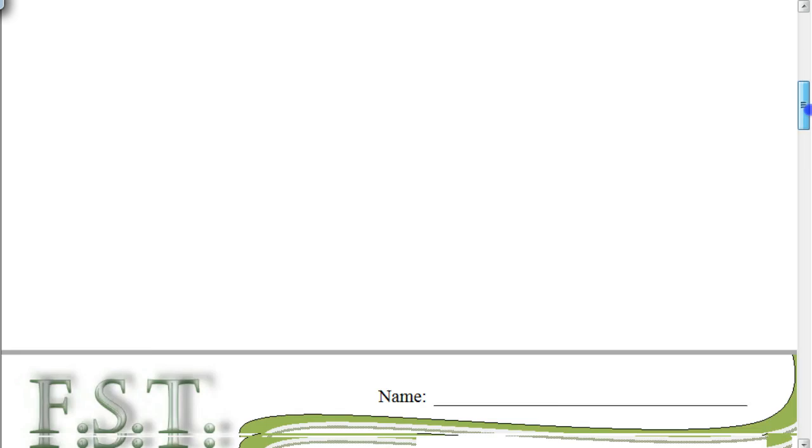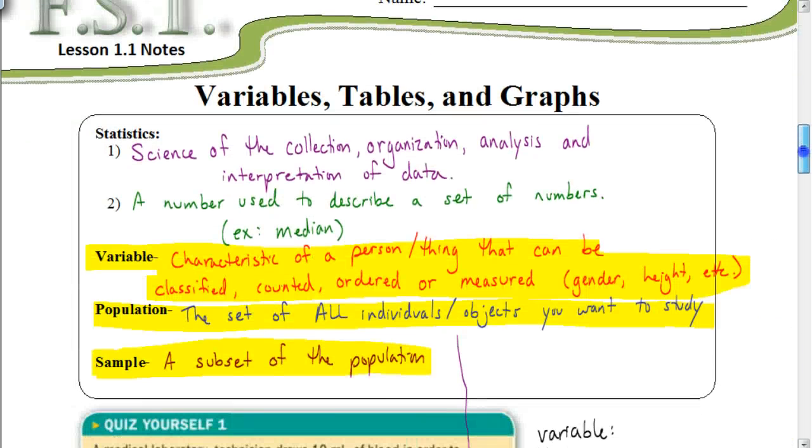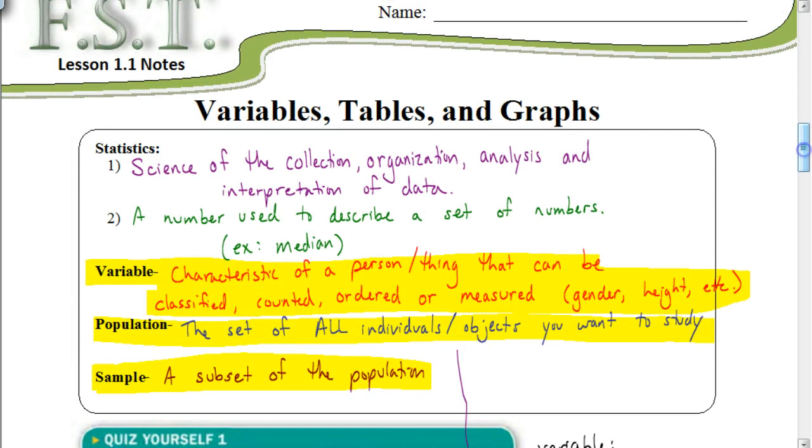So in this particular chapter, or lesson I should say, we're going to be focusing on looking at variables, tables, and graphs. But before we do that, there are some terms to be familiar with. We already talked a little about statistics, but statistics itself is the science of the collection, organization, analysis, and interpretation of data. Or you could also look at a statistic as being a number used to describe a set of numbers. For example, a median, mean, standard deviation. Those are all things that we're going to be looking at.